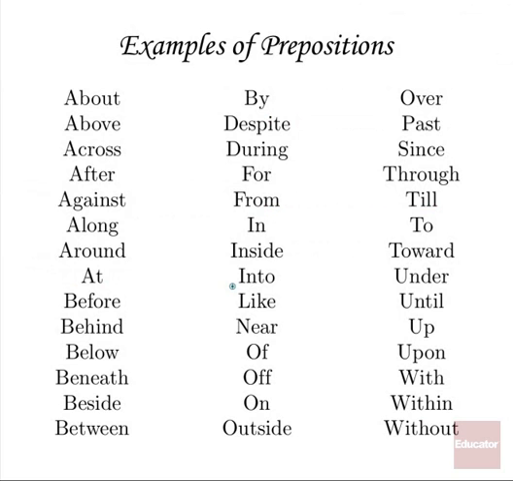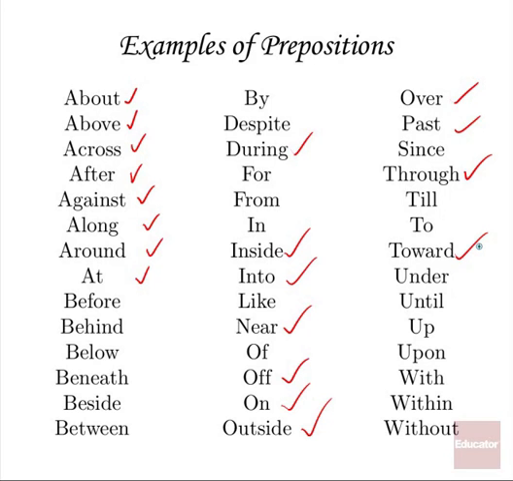All right, here we have a few examples of prepositions. We have about, above, across, after, against, along, around, at, during, inside, into, near, off, on, outside, of, over, past, through, toward. All of these are prepositions, and there are many, many more in the English language. You can find lots of lists of prepositions. If you're trying to identify them, memorization is absolutely essential here. You're just going to have to memorize these words.